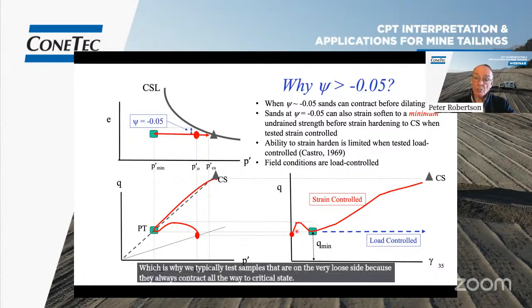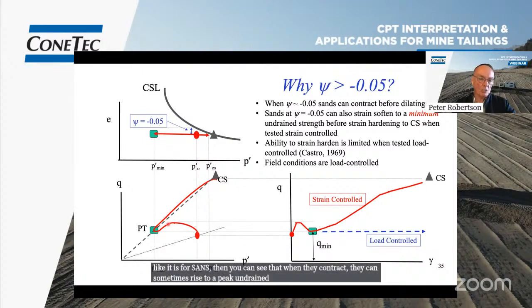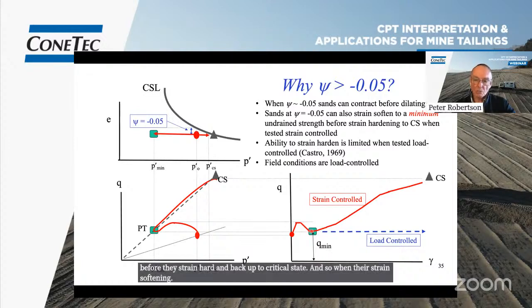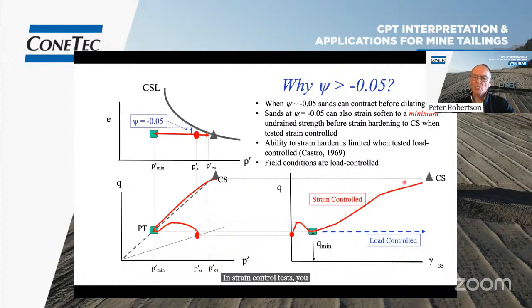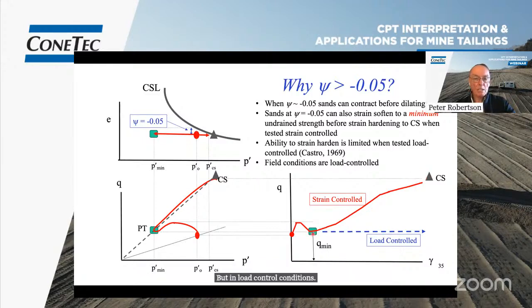But if you look at the stress strain curve, what you see is that if the critical state line is very flat, like it is for sands, then when they contract, they can sometimes rise to a peak undrained strength and then strain soften a little bit before they strain harden back up to critical state. And so when they're strain softening, in strain controlled tests, you can actually measure that strain hardening up to critical state. But in load controlled conditions, usually the sample starts to fail, and it's unable to actually dilate up to critical state because it's under a constant load, and it fails.